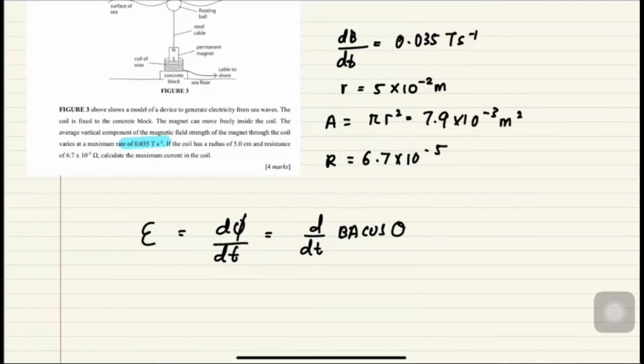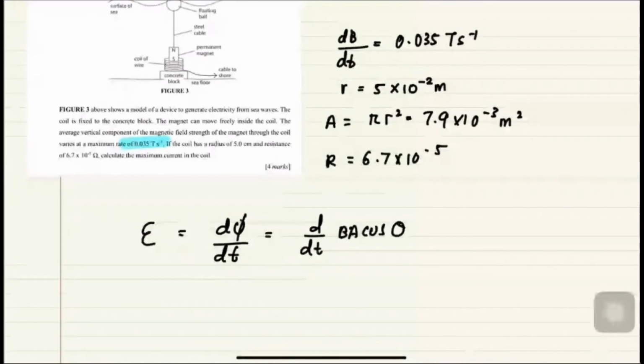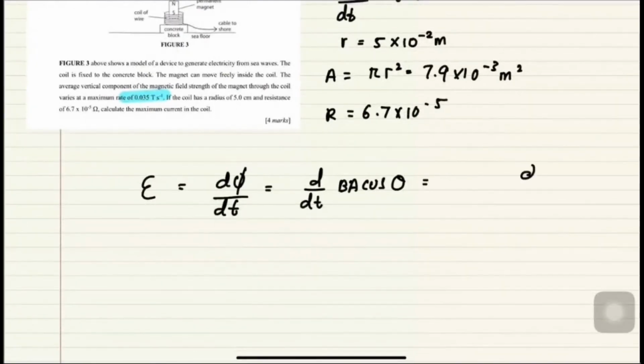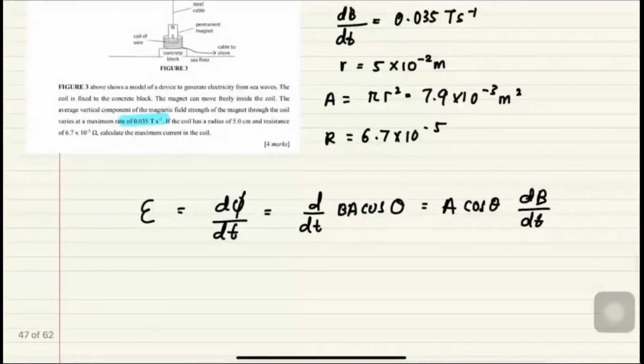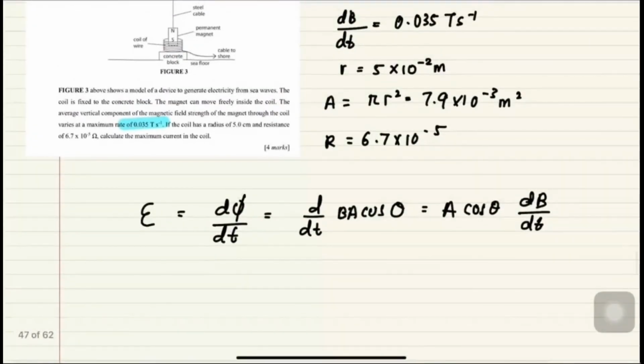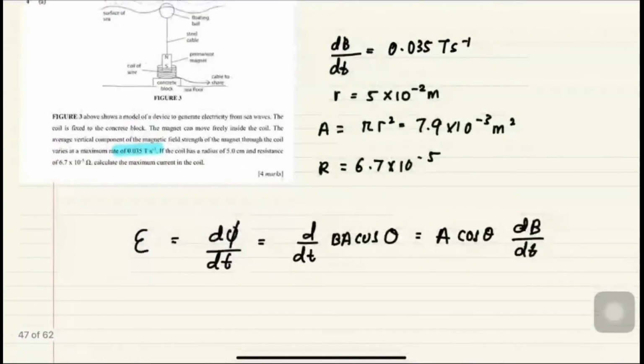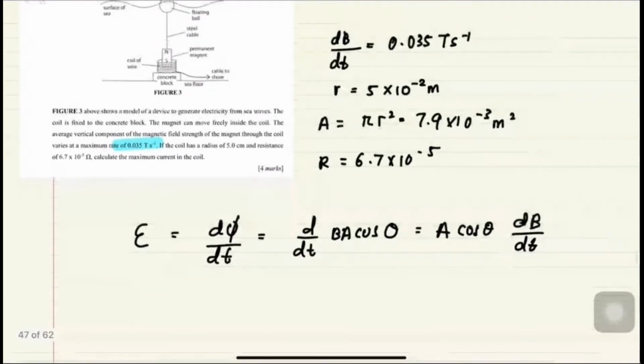Obviously, if you straight away use the formula with dB over dt, that is also fine, but I usually do it step by step. So we know that the one that is changing is the magnetic field. So I can leave the magnetic field inside the dB/dt. The others I bring to the front. So it becomes A cos θ. Theta is actually the angle between A and B. In this case, it will be 0.